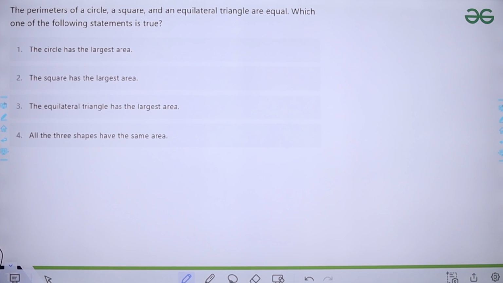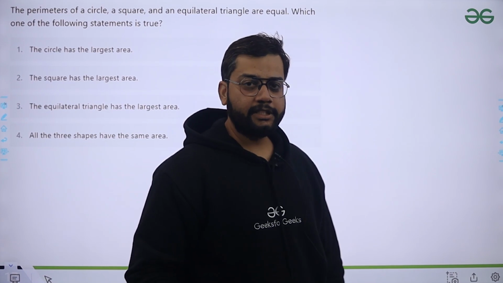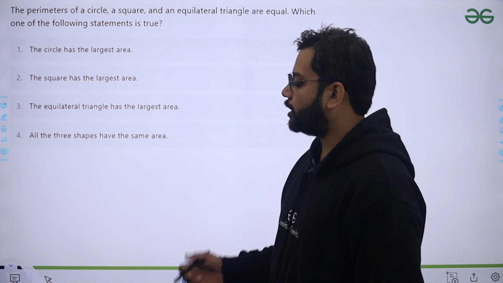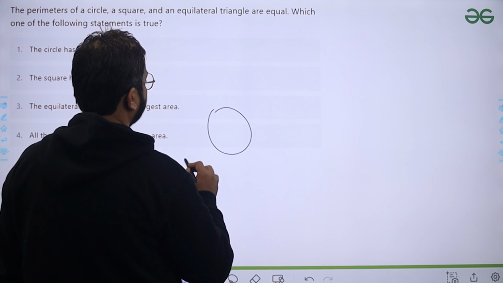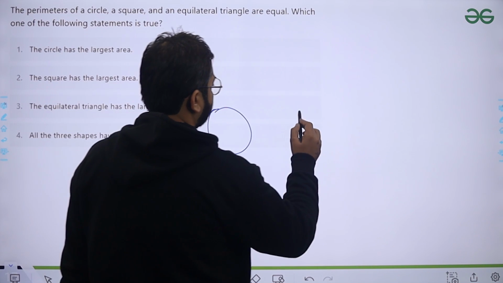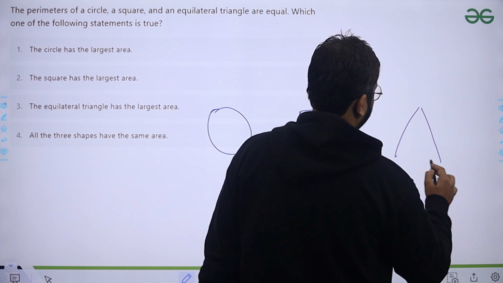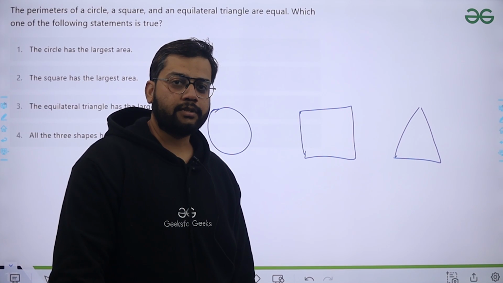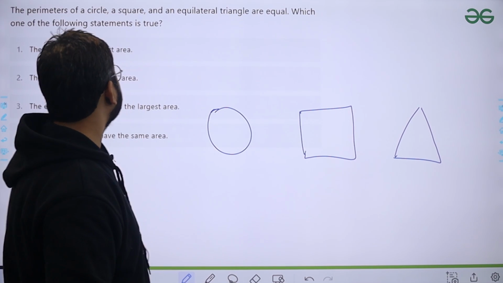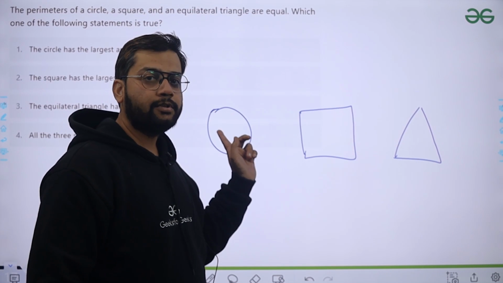Next, the perimeters of a circle, square and equilateral triangle are equal, then which of the following statements is true? Okay, these are the statements given. Now आप एक चीज समझो, these all are two dimensional diagrams: circle, square and equilateral triangle. Their structures are different. For example, the circle is this, the square is this, whose all four sides are equal, and the equilateral triangle has three sides, and all the sides are equal. So the intercorrelation is nothing. Okay, they have no intercorrelation, but what they are saying is इन तीनों के perimeters क्या हैं? Equal हैं. Okay, the perimeter of this one is equal to what? 2 pi r.